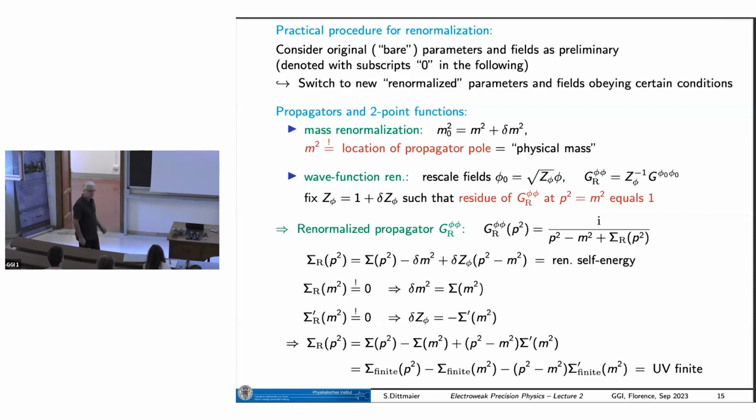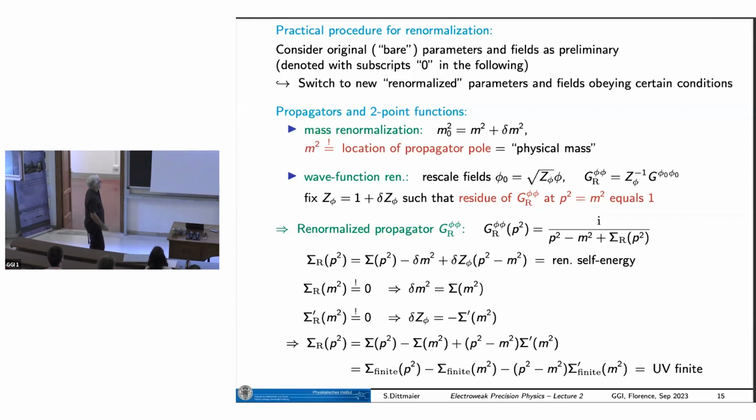Actually, it's called the on-shell renormalization condition, because it ties the location of the propagator pole to the mass. So the mass is the on-shell point of this propagator. So this fixes this renormalization constant. You see, this part does not contribute here.